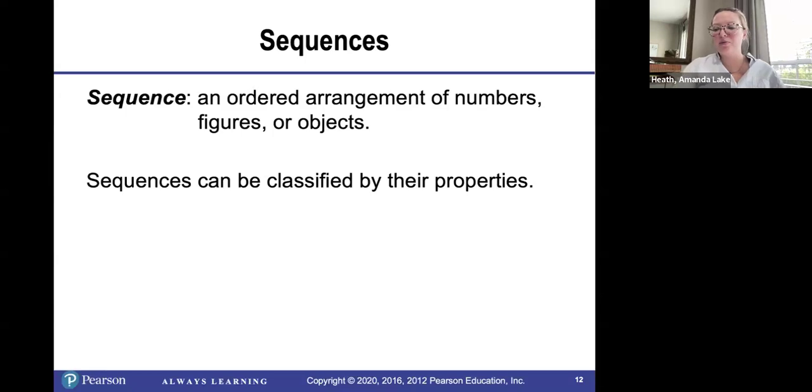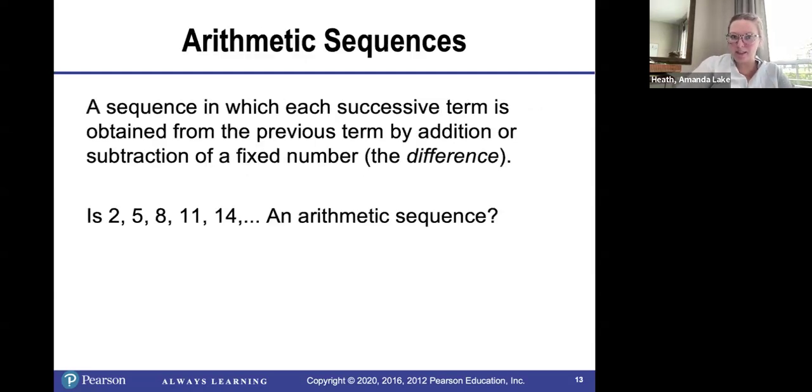All right, so moving forward, we have sequences. Sequences are an ordered arrangement of numbers, figures, or objects, and they can be classified based on their properties. An arithmetic sequence is a sequence in which each successive term is obtained from the previous term by addition or subtraction of a fixed number, or the difference.